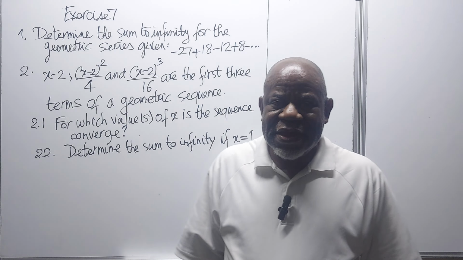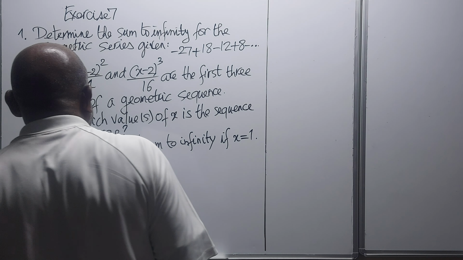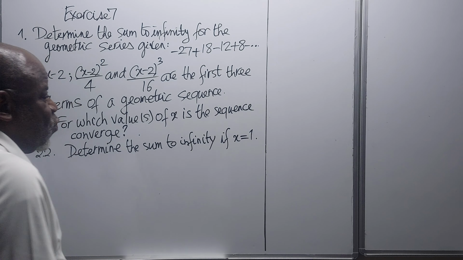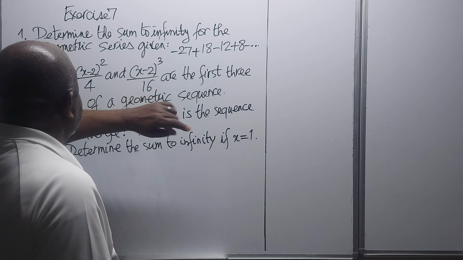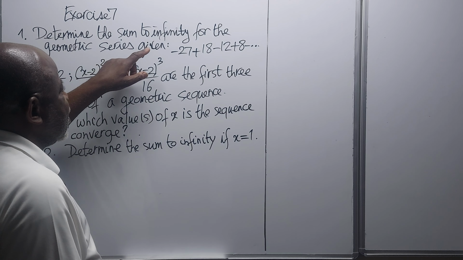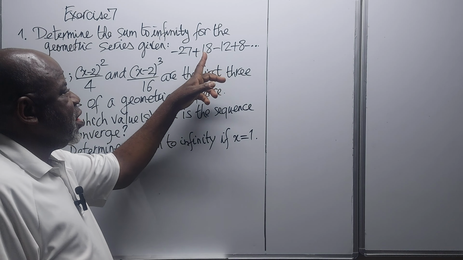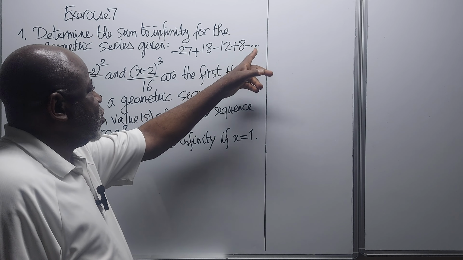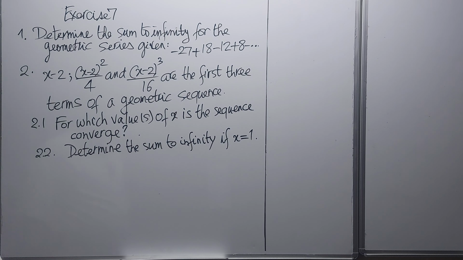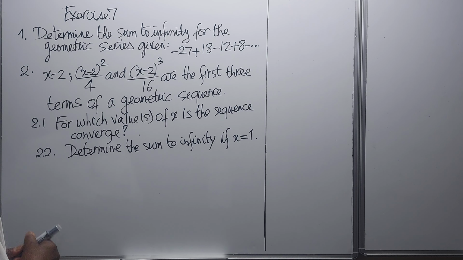Today we will be taking exercise 7. Exercise 7, the first one is determine the sum to infinity for the geometric series given negative 27 plus 18, negative 12 plus 8, dot dot. So we're gonna start with the first one. Once we're done with the first one, then we'll go to the second one.